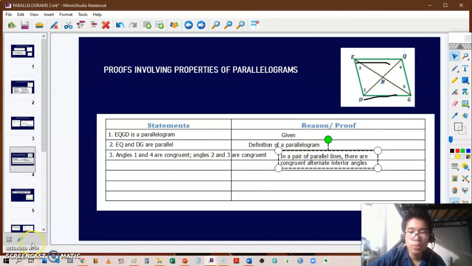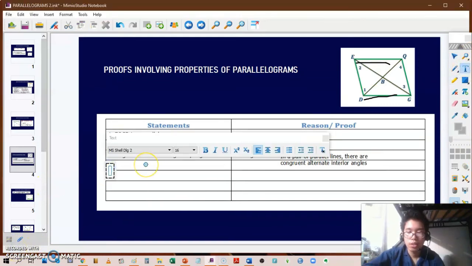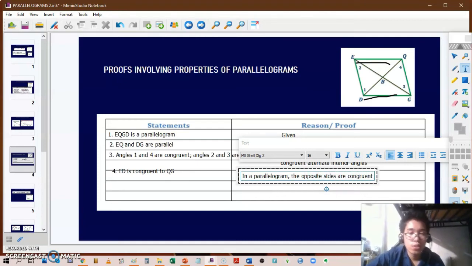For the fourth statement, we can say that ED is congruent to QG. Those two sides are congruent because in a parallelogram, the opposite sides are parallel and congruent. So they are congruent. That's for statement number 4.